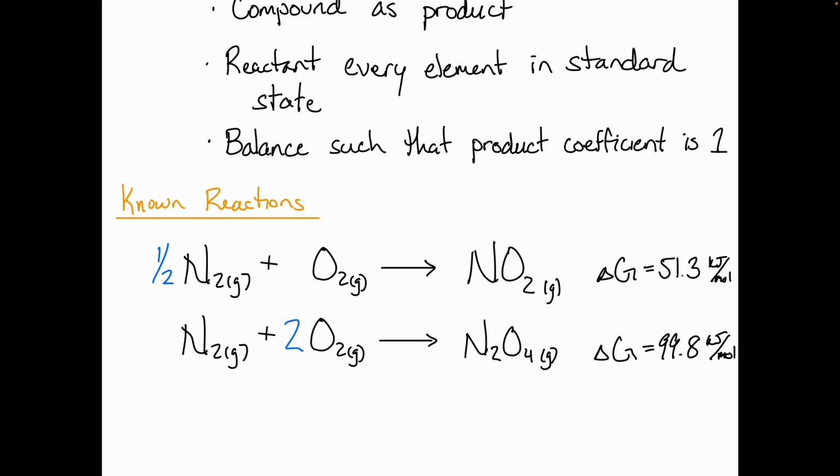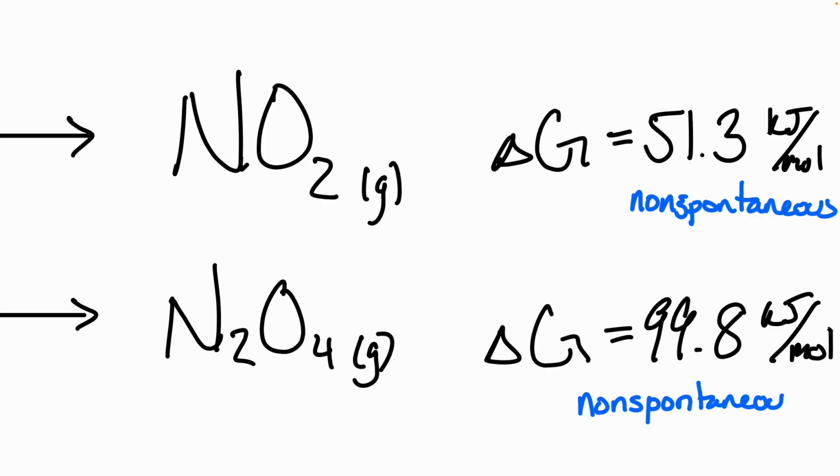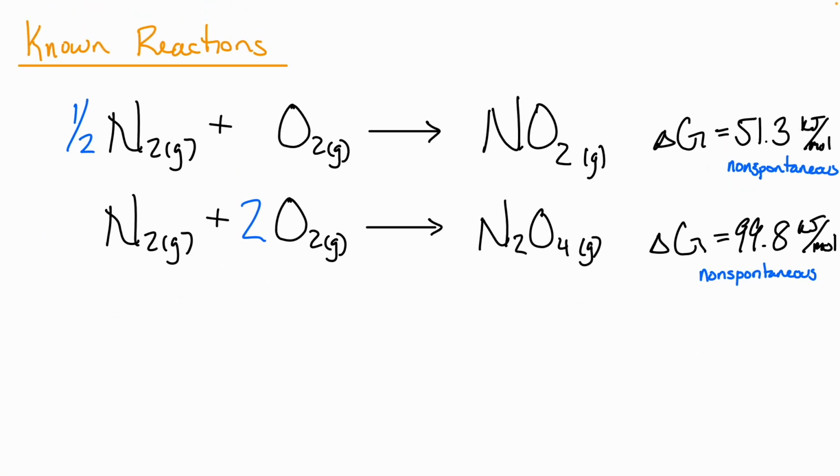All right, so first of all, this first reaction, what would we say given that value of delta G? Is this reaction spontaneous or non-spontaneous? This one would be non-spontaneous. And what about my second one? Also non-spontaneous. Right, because they both have a positive value for delta G. Okay, so these are my known reactions.